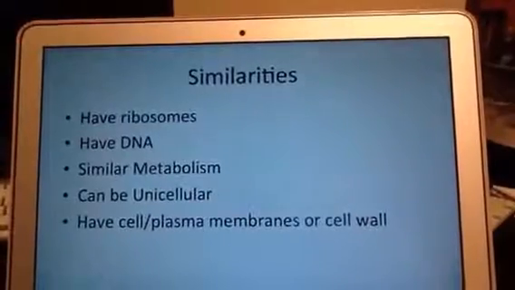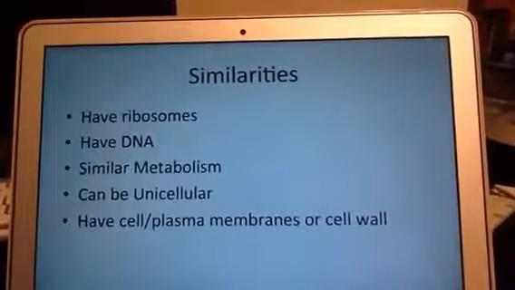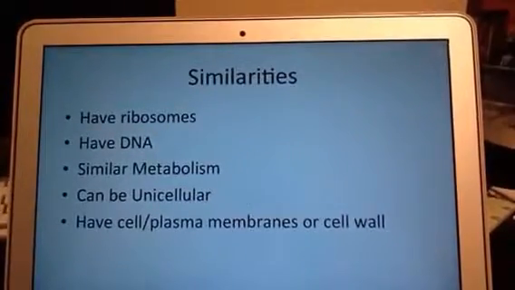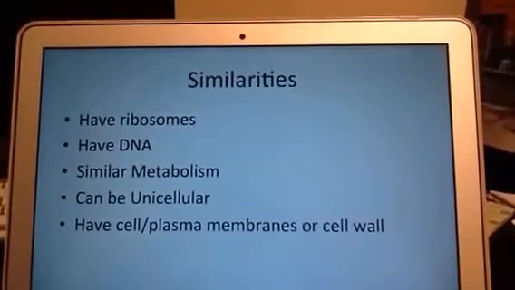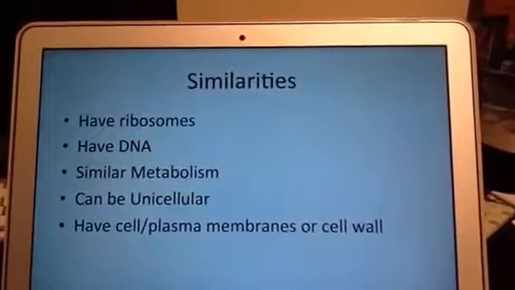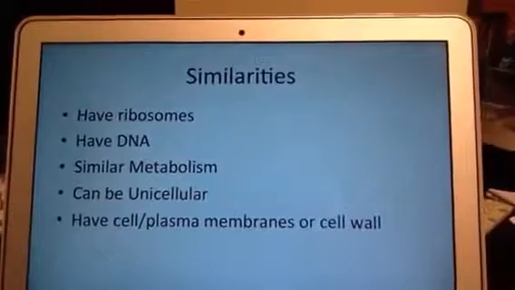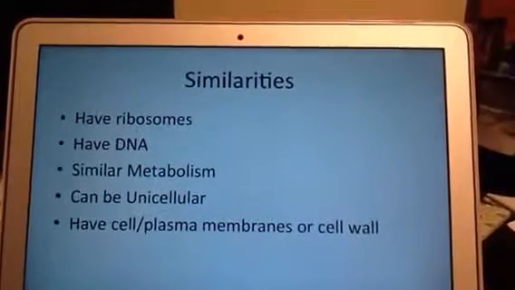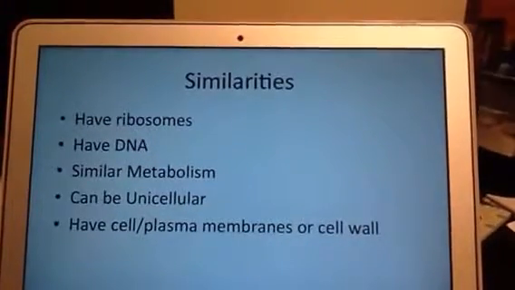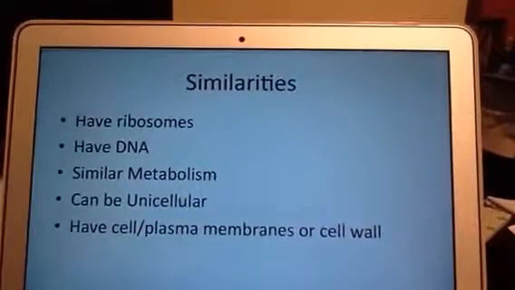Then some similarities between prokaryote cells and eukaryote cells: both of them have ribosomes, both have DNA, they have similar metabolism, they can be unicellular, and they have a cell plasma membrane or cell wall. For example, plants have a cell wall.